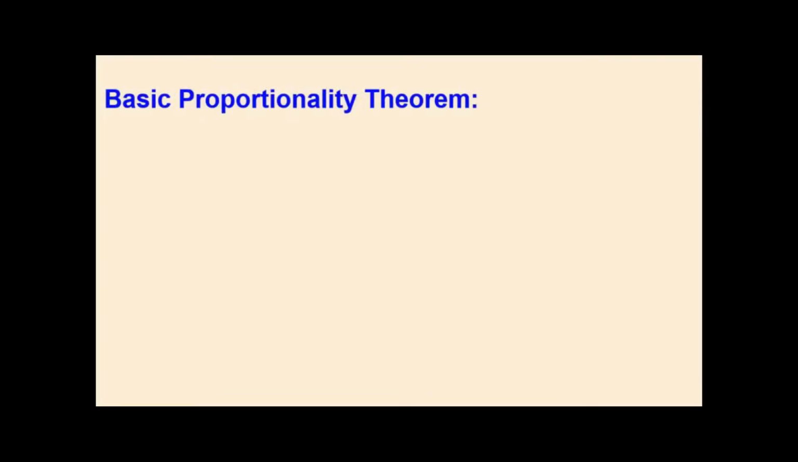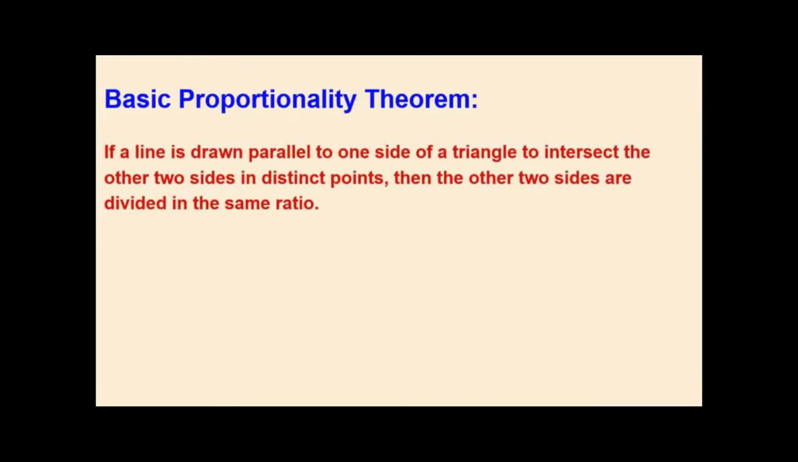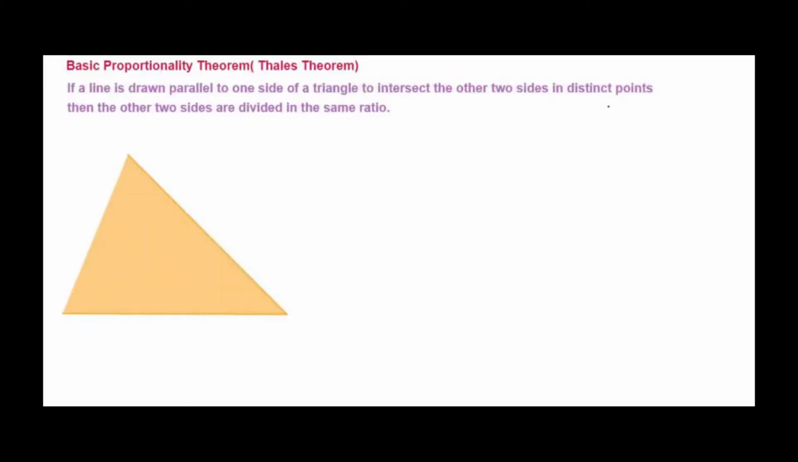Basic proportionality theorem. If a line is drawn parallel to one side of a triangle to intersect the other two sides in distinct points, then the other two sides are divided in the same ratio. First, triangle ABC and a line DE parallel to BC. You can observe DE intersects AB in D and AC in E.